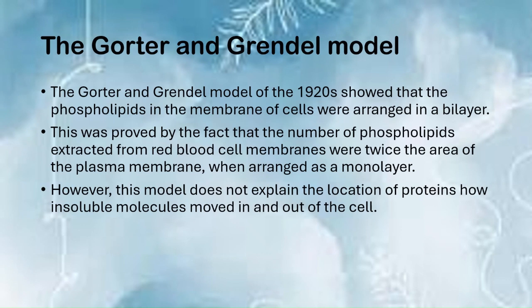Then comes the Gorter and Grendel model, in the 1920s, and this showed that the phospholipids in the membrane of cells were arranged in a bilayer. This was the first time that the idea of a bilayer was introduced, and this was proved by the fact that the phospholipids extracted from red blood cell membranes covered twice the area of the plasma membrane when arranged as a monolayer. However, this model does not explain the location of proteins, or how insoluble molecules moved in and out of the cell, which is why this model was disproven.